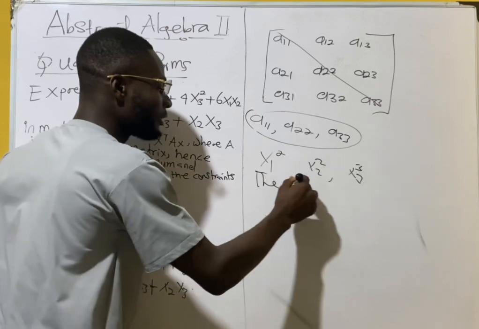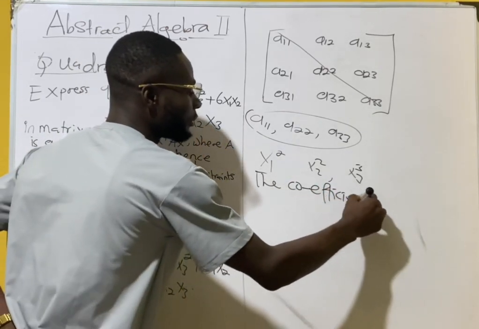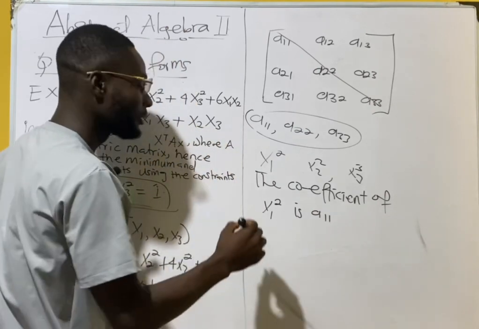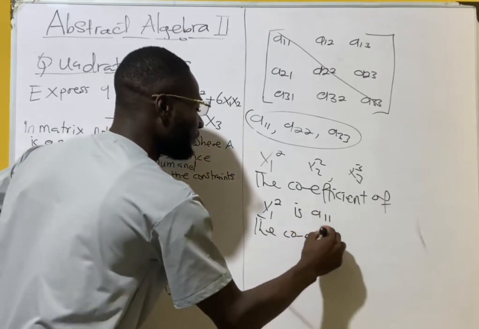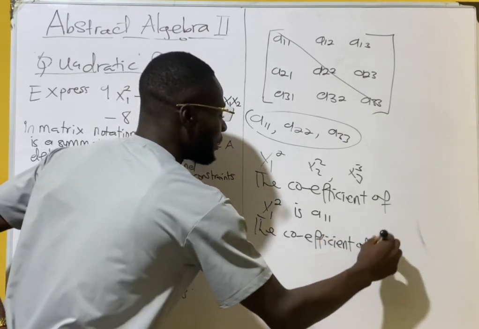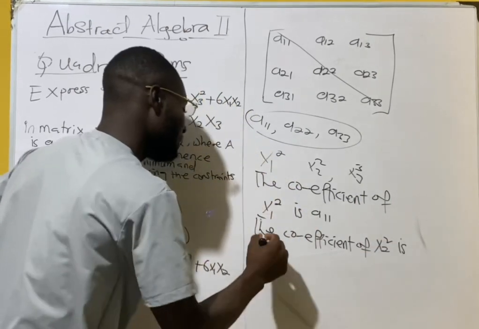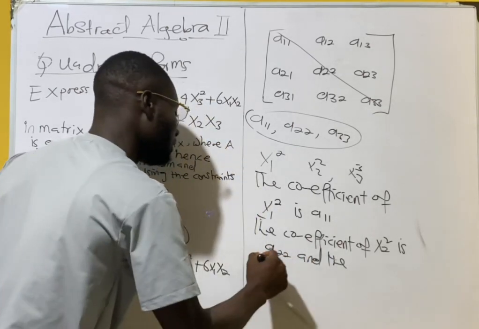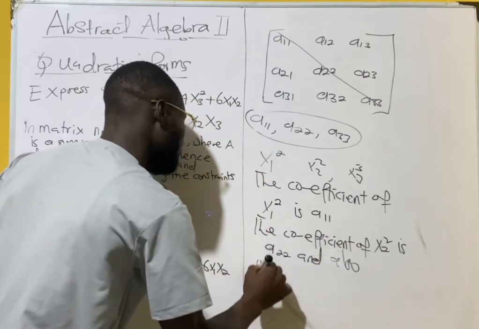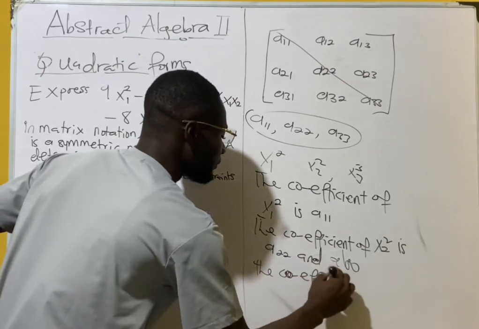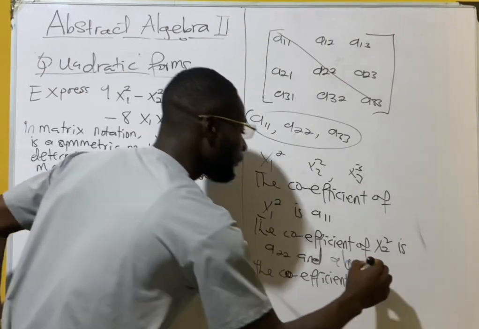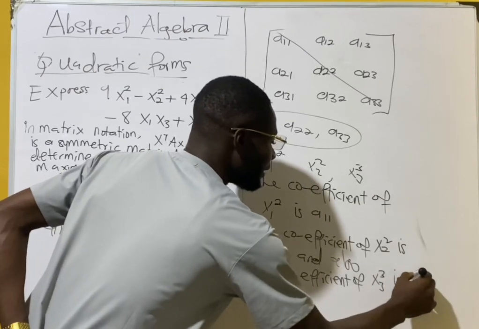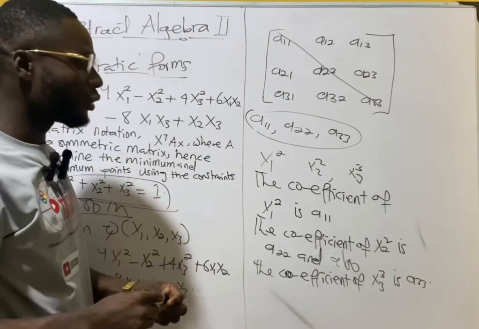Okay, so what are we going to use to represent them? The coefficient of x1 squared is A11. The coefficient of x2 squared is A22, and also the coefficient of x3 squared is A33. Okay, so this is what you have to know.